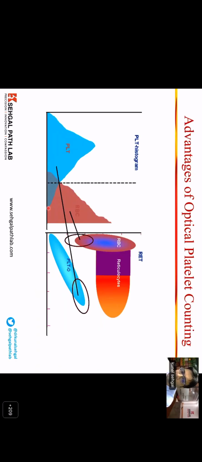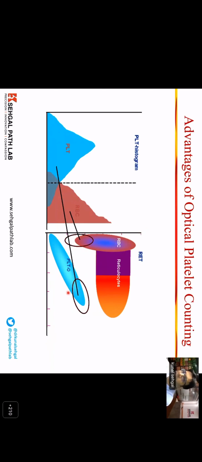Another pictogram. The RBCs are bigger than the platelets. Okay, so they are higher in FSC on this axis. This is the fluorescent axis. Giant platelets have RNA. Larger reticulocytes RBCs have the RNA. So they get separated. So the problem of giant platelets and small RBCs gets sorted in the optical platelet count. Challenge, you have to use a dye.